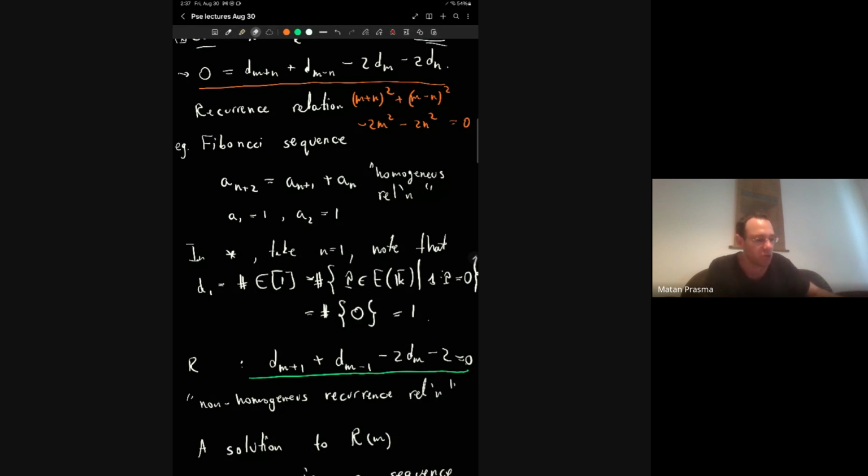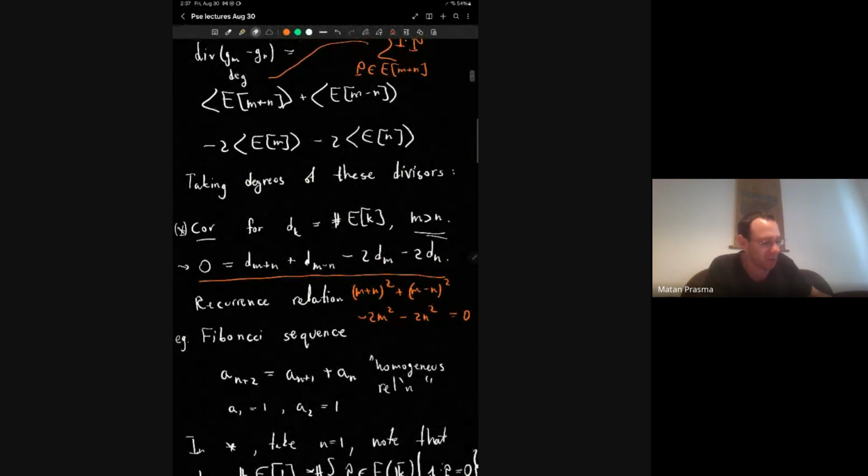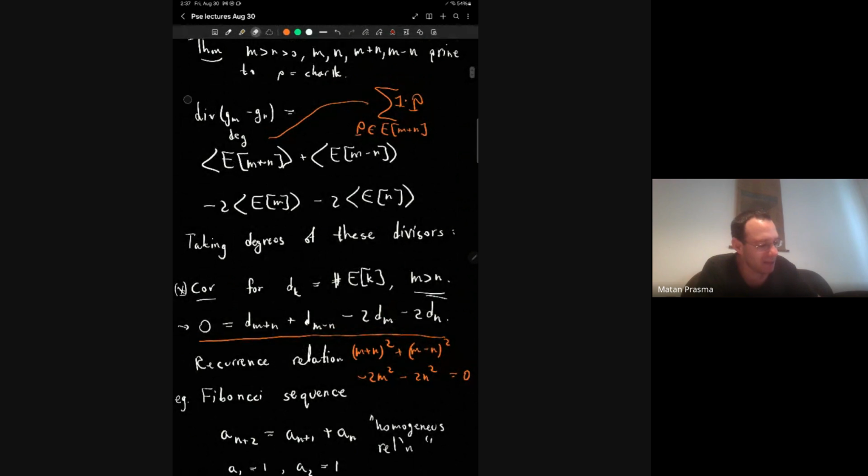I want to know the number of points in Ek, and the theorem about the divisors gives me a relation between the Dk's. So now I just use techniques to solve recurrence relations, and I get that there is a unique solution, a unique sequence Dk that satisfies this relation. And that's what we did today.